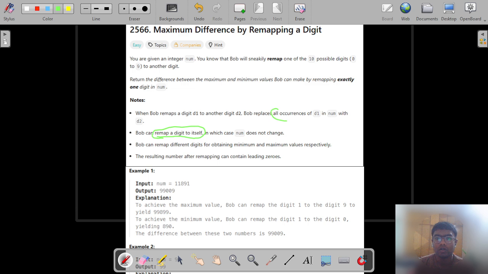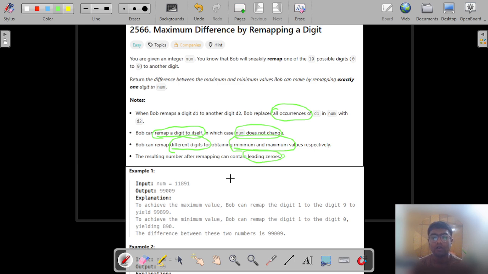All occurrences is something that we need to keep in mind. Bob can remap a digit to itself, in which case num doesn't change. Okay. So Bob can remap different digits for obtaining minimum and maximum values respectively. The resulting number after remapping can contain leading zeros.